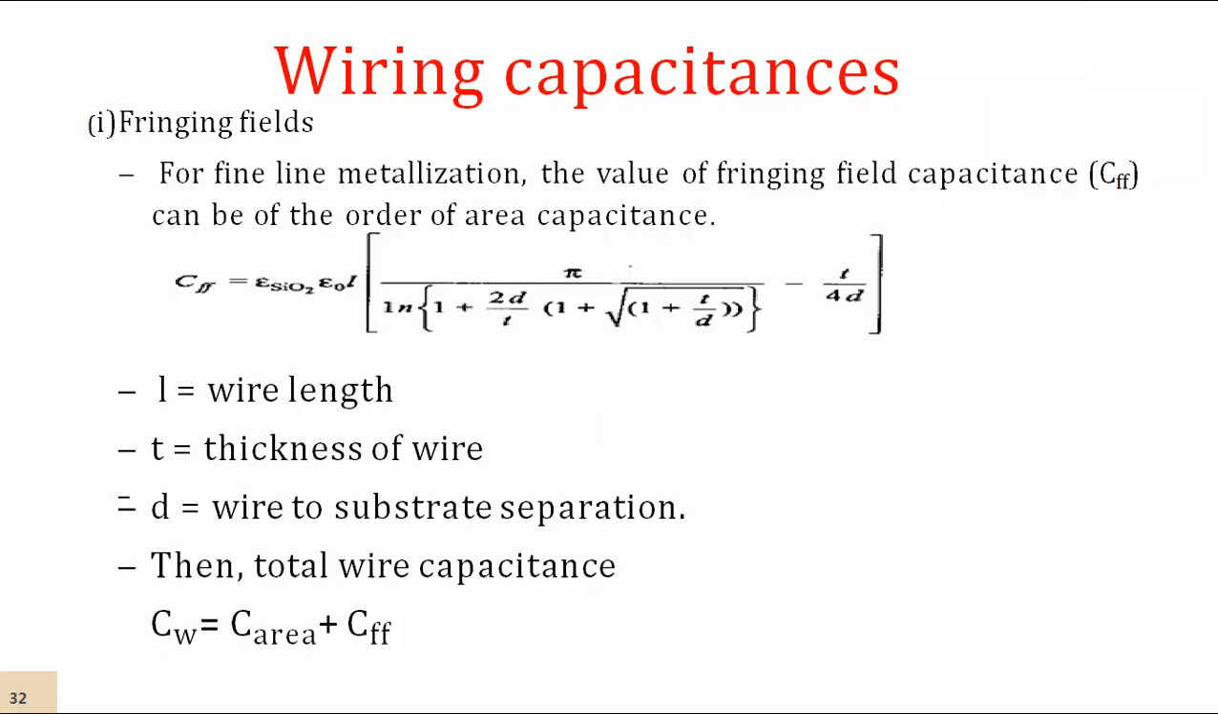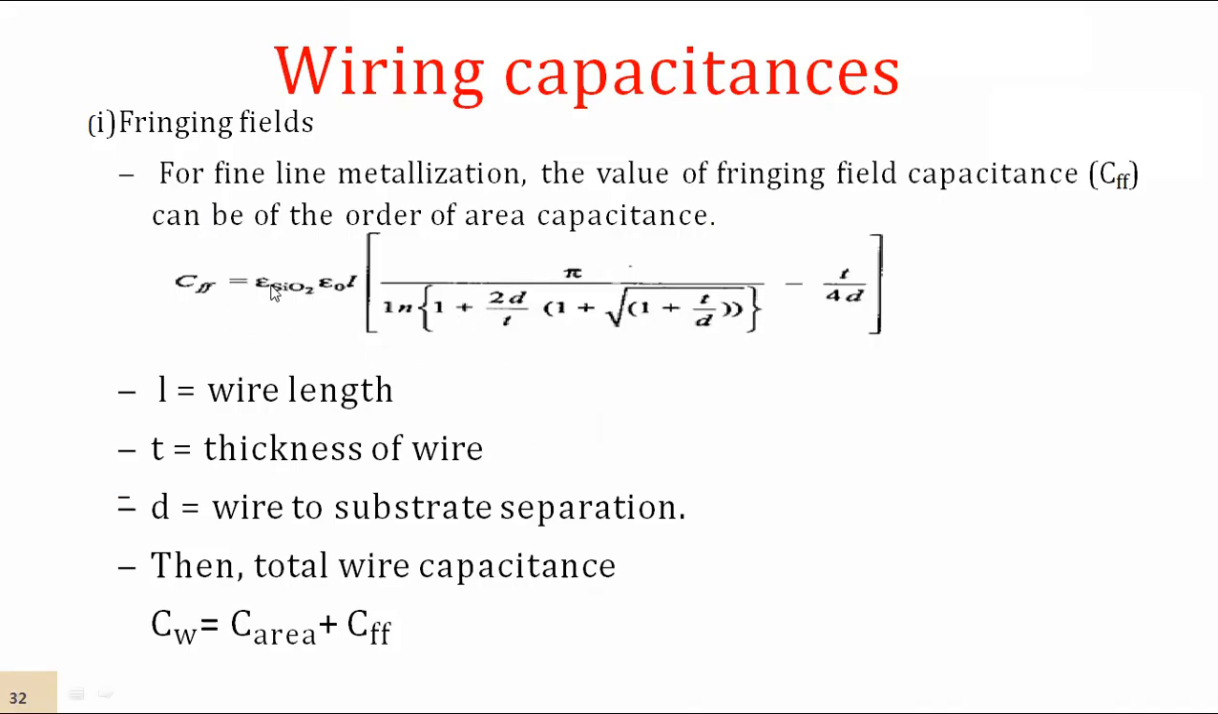For a fine line metallization, the value of the fringing field capacitance CFF can be of the order of the area capacitance. It is the same as the area capacitance. It is also one major component of the capacitance. This is a direct formula.